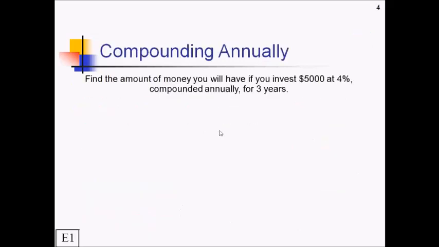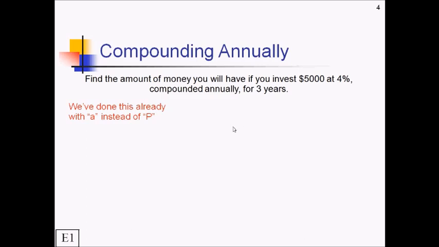For our first example, we want to find the amount of money you'll have if you invest $5,000 at 4% interest compounded annually for 3 years. So you've actually done this before using A instead of P, but you've done this type of problem before. This is just a regular exponential sort of function. With that in mind, pause the video and see if you can figure this one out on your own.